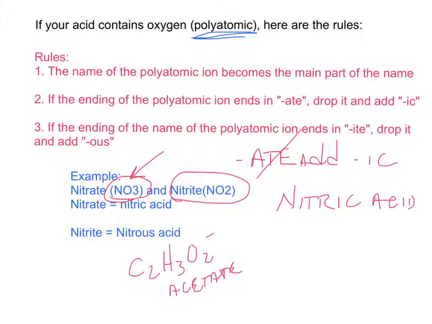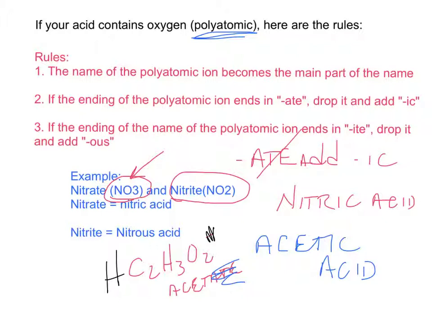So how would we do this? We would drop the ATE off the end, and then we would add IC. So this would be acetic acid. And its formula, we'd get rid of this here and we add the hydrogen and put it in front, and that's very important. Always add the hydrogens in front. This would be HNO3 for our nitric acid.